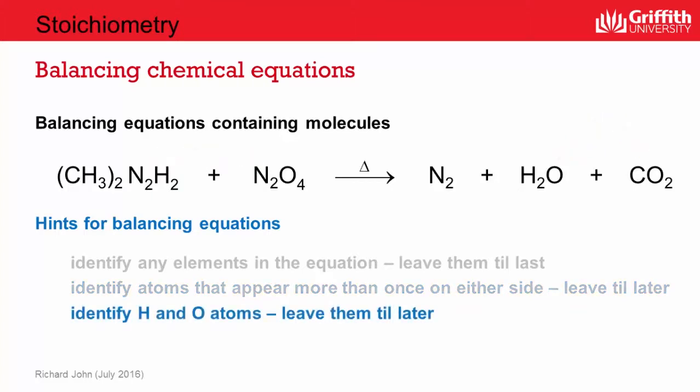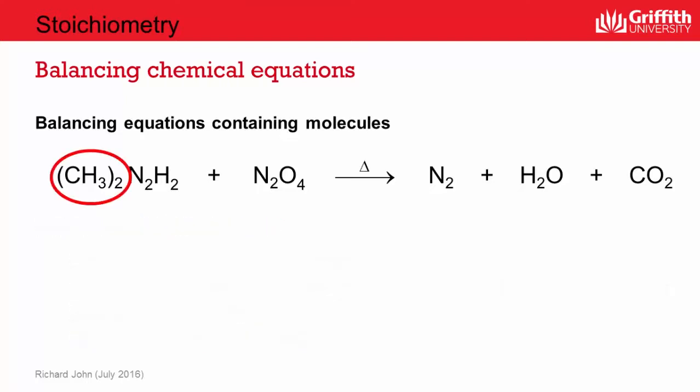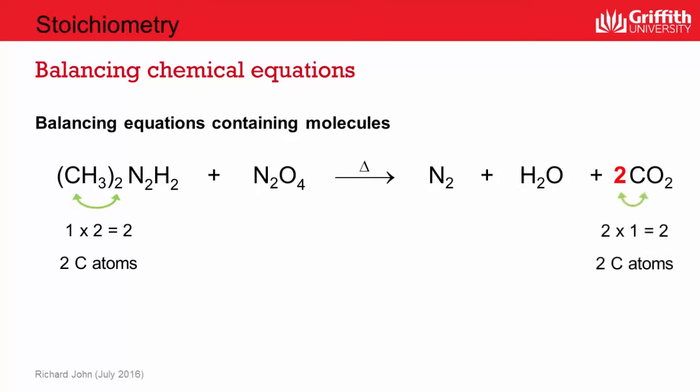Identify hydrogen atoms and oxygen atoms and leave them till later, again particularly if water is involved. So we'll balance hydrogen second, and we'll balance the carbon first, because we're going to be balancing all other atoms first, and that leaves us with balancing the carbon atoms. We've got 2 carbon atoms on the left hand side. The 1 times the 2 there gives us our 2 carbon atoms, and we've only got 1 carbon atom on the right hand side at the moment. So if I put a big 2 in front of the carbon dioxide, I now have 2 times 1 carbon atoms, and I've got 2 carbon atoms on either side of the equation now.